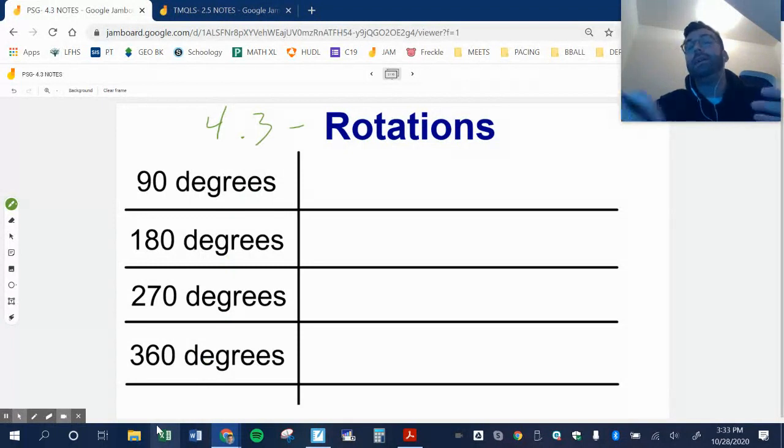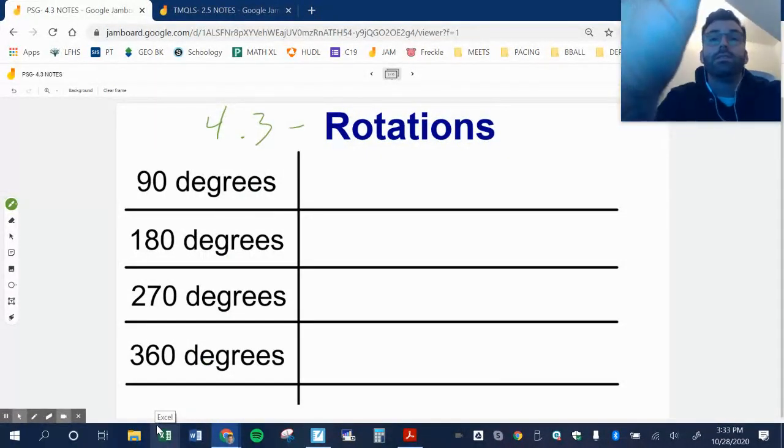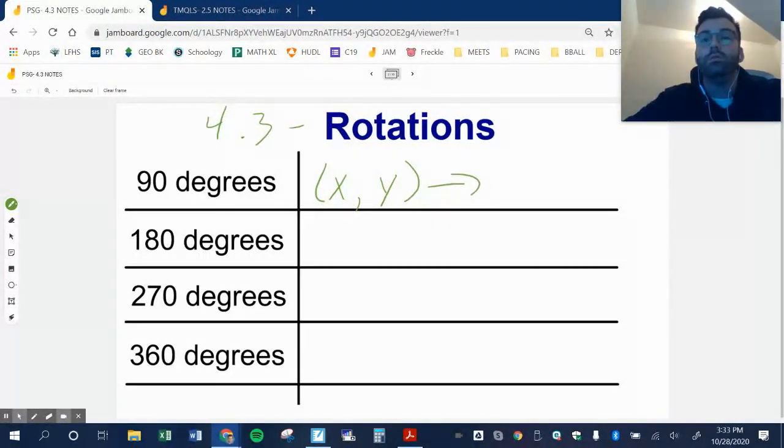If I want to rotate 90 degrees, so I want to take an ordered pair and rotate it 90 degrees, I'm going to take my original ordered pair. Notice how I'm writing in green. Green means go. That means write it down. Here we go. X comma Y. Here's what I'm going to do. I'm going to flip them. Y comma X. And I'm going to make the opposite of my Y value. That's for 90.